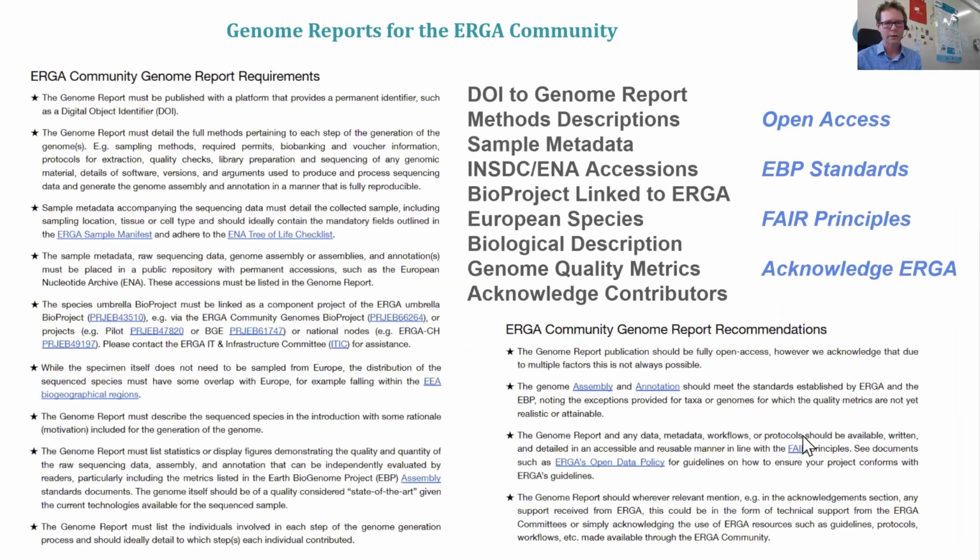And here, I'm not going to go through all the details now, but this is really just to point you in the right direction so that if you're thinking of writing a genome report for your reference assembly, you know where to look for the recommendations and the requirements. And essentially, on the requirement side of things, we're looking for, to add a manuscript published elsewhere to the collection, we need a DOI, digital object identifier, for the genome report. The data paper should include detailed methods descriptions, detailed sample metadata. It should have the accessions to the data sets that are sitting at an INSDC or the European Nucleotide Archive.